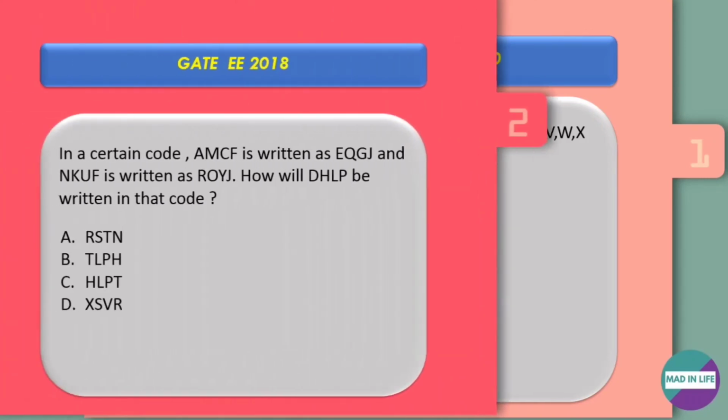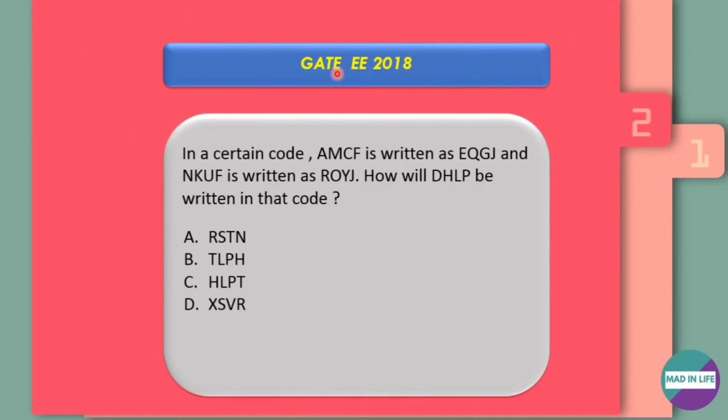Let us look at next question. It has appeared in GATE EE 2018. What is it saying? It is saying in a certain code AMCF is written as EQGJ and NKUF is written as ROYJ. How will some kind of 4 letters be written in that code? 4 options are given. Now in such kind of problems, any kind of word problem, first try to take note of these numbers, okay.